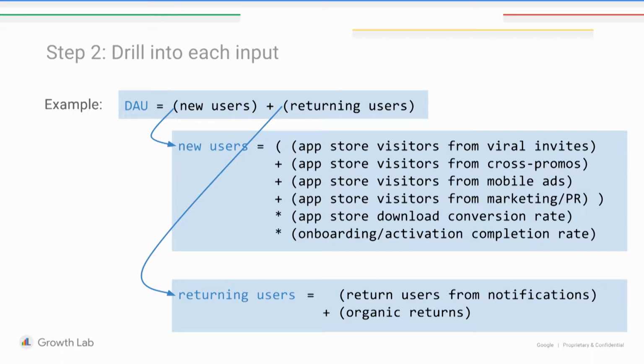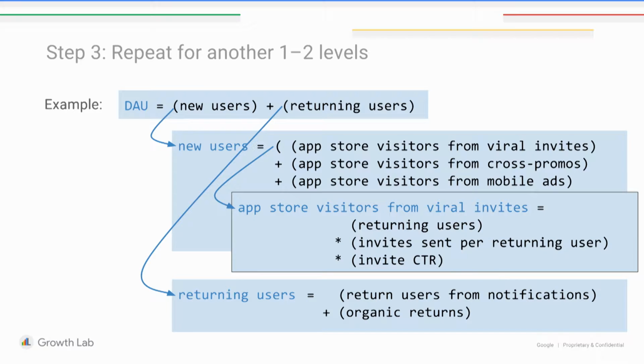Well, let's say new users are all of those users who visit the App Store from a viral invite, a cross promotion, ads, marketing, and PR. Add those together, those are all the visitors, times the conversion rate for visitors to downloads, what percentage of the visitors will download it, times the percentage of those who download who actually onboarded and became a user. And if I look at returning users, I may have users coming back from notifications and then organic returns, which is there was just an internal motivation that they wanted to come back.